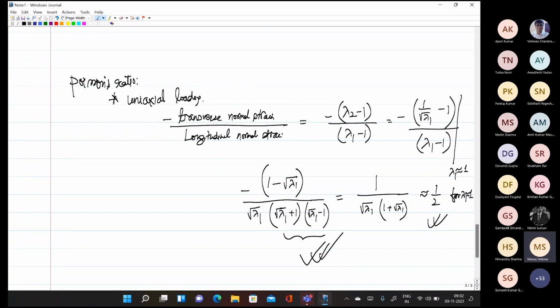Sir, while cancelling this 1 minus root of lambda 1, did we not assume that lambda 1 cannot be equal to 1, because the denominator will be 0 and undefined? In that case, you have to apply L'Hospital's rule and you'll get the same thing. Okay, so we are actually using the limit here. Yes, exactly.